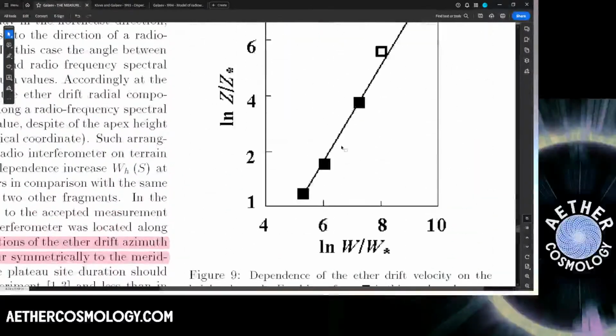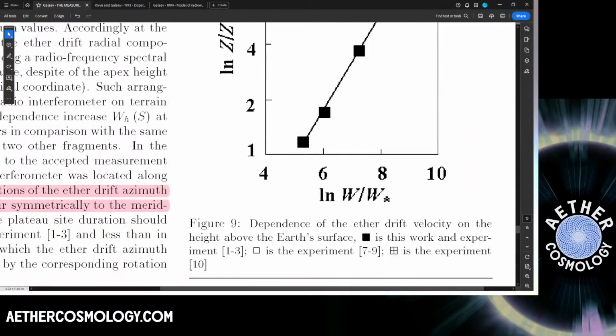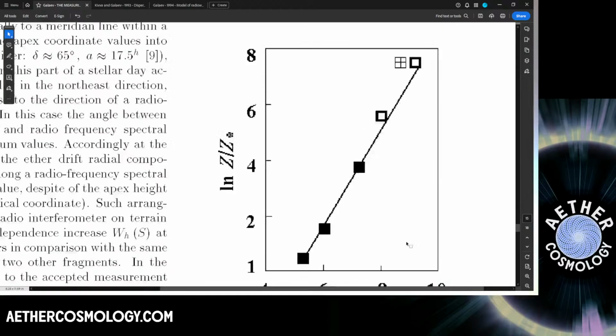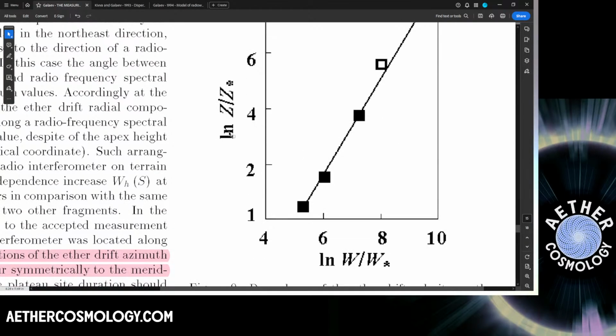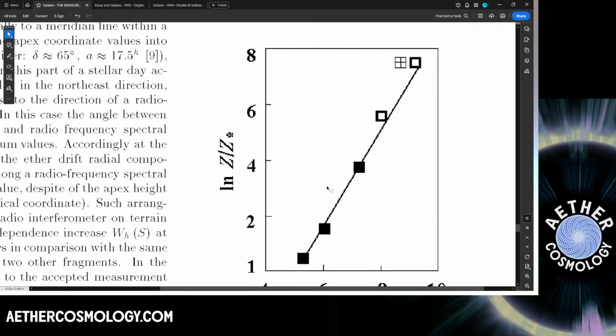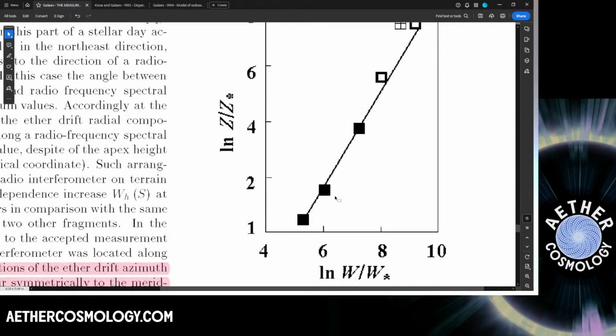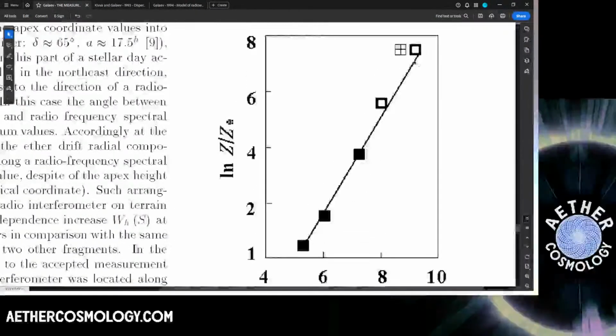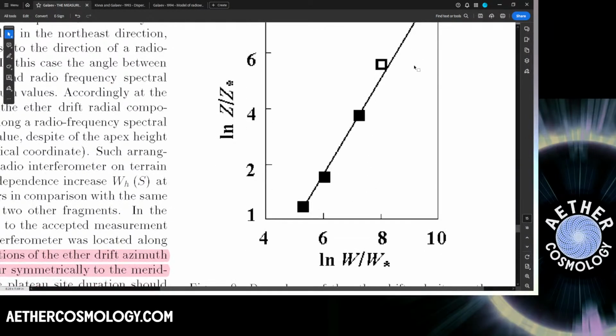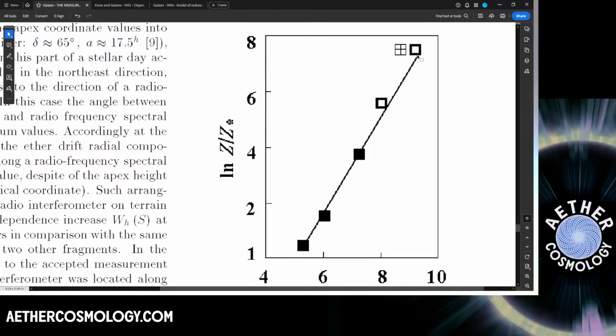What is figure 9? Wait, we didn't look at figure 9. It depends on the ether drift velocity on the height above the Earth's surface. Oh, so yeah, this says meters per second, or kilometers per second, rather. And then kilometers.